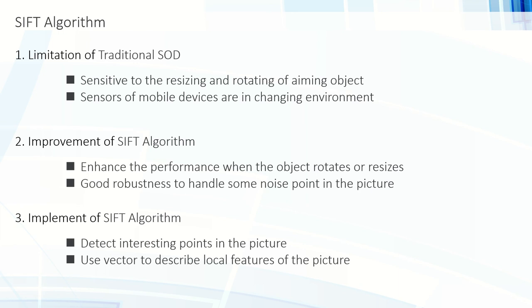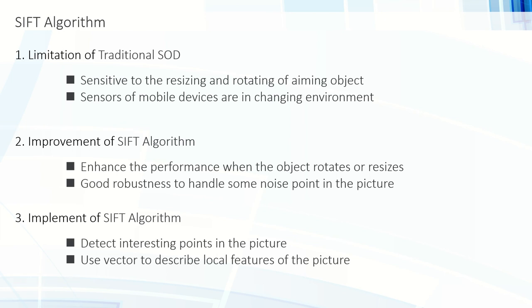Traditional salient object detection has its limitations because it is sensitive to the resizing and rotating of the aimed object. This limitation makes it hard to apply these kinds of algorithms in mobile computing because the sensors of mobile devices are in a changing environment.